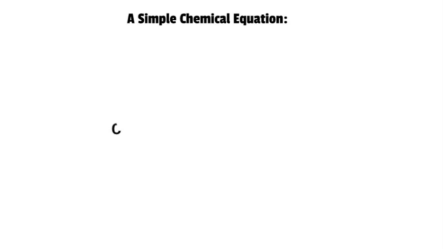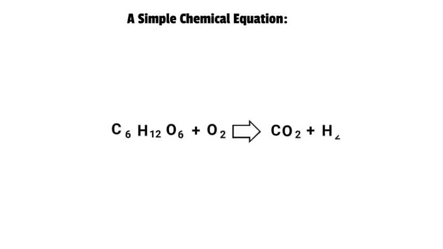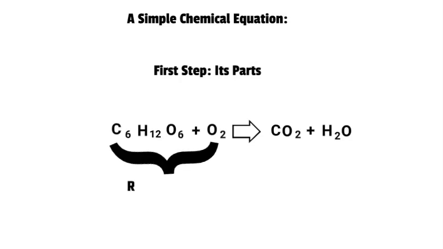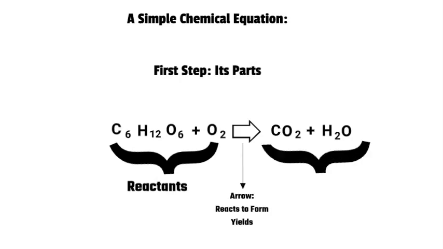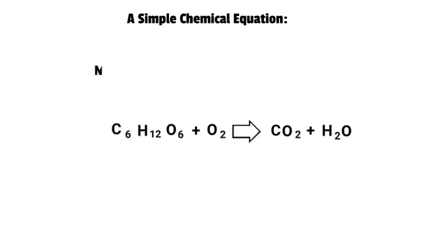If we write this reaction in the form of a simple chemical equation, we would have glucose, C6H12O6, plus O2, oxygen, yields carbon dioxide and water. The first thing you should know about equations are the parts of the equation. Everything on the left side of the arrow, the safe side of the arrow, is known as a reactant. The arrow itself is read as yields. And everything on the dangerous side or right side of the arrow is the products of that reaction.